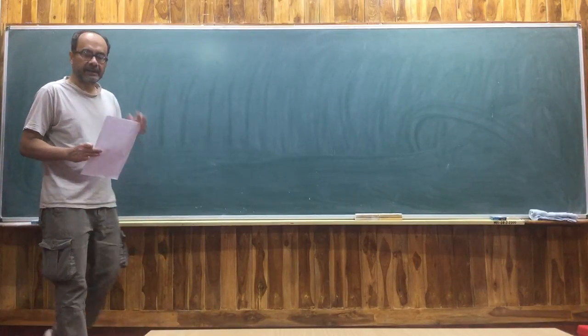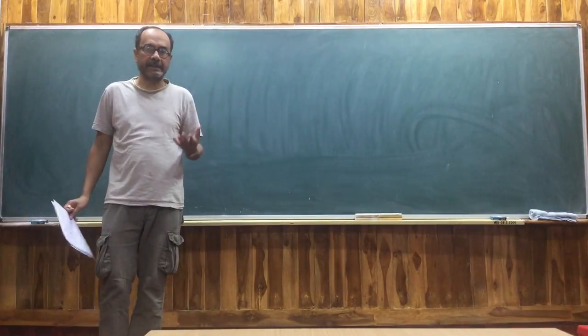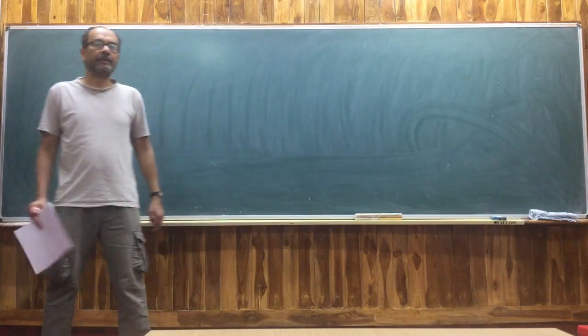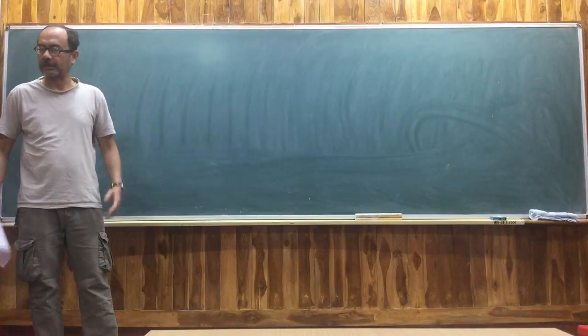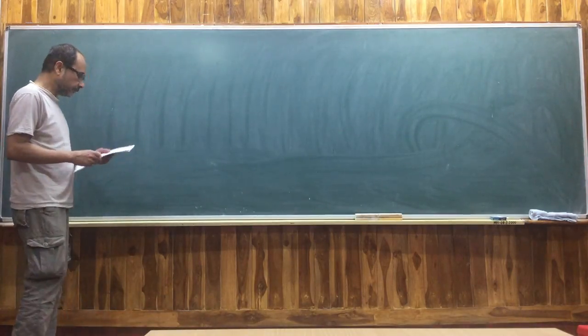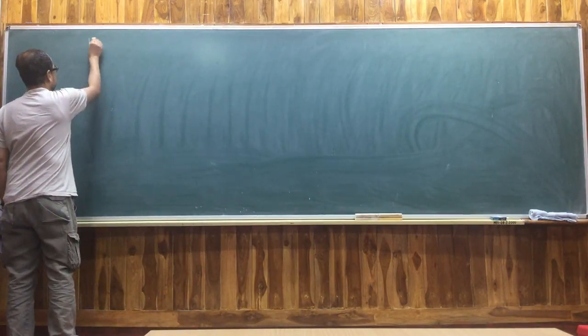So today we will start discussing how to introduce fermions in this theory, because after all, most of what we see are the fermions, right? The quarks, leptons, neutrinos, and so on. So the fermions in the standard model.